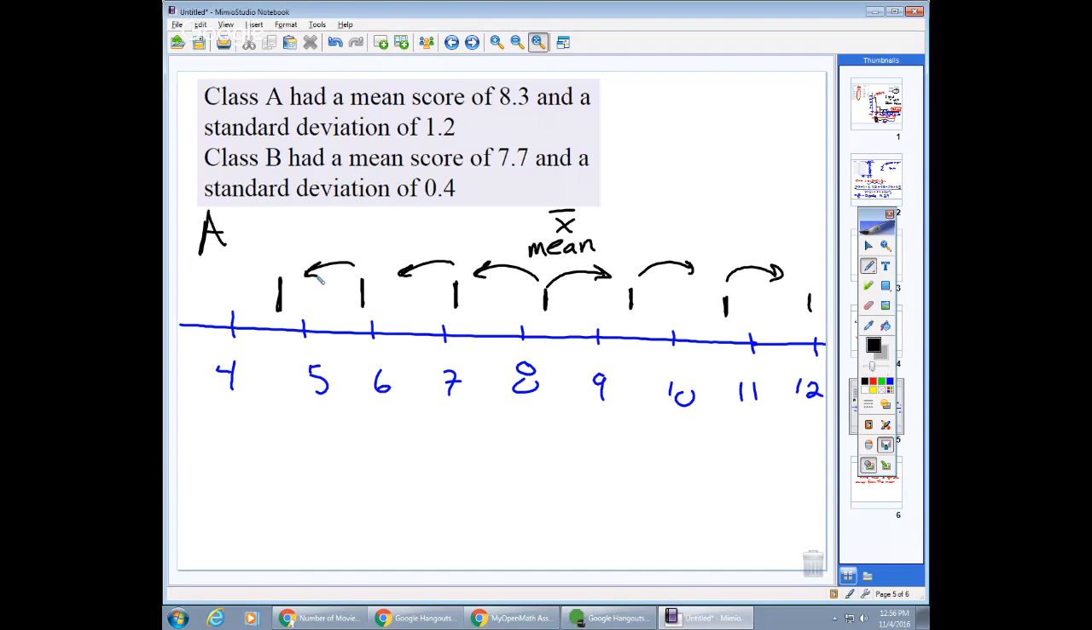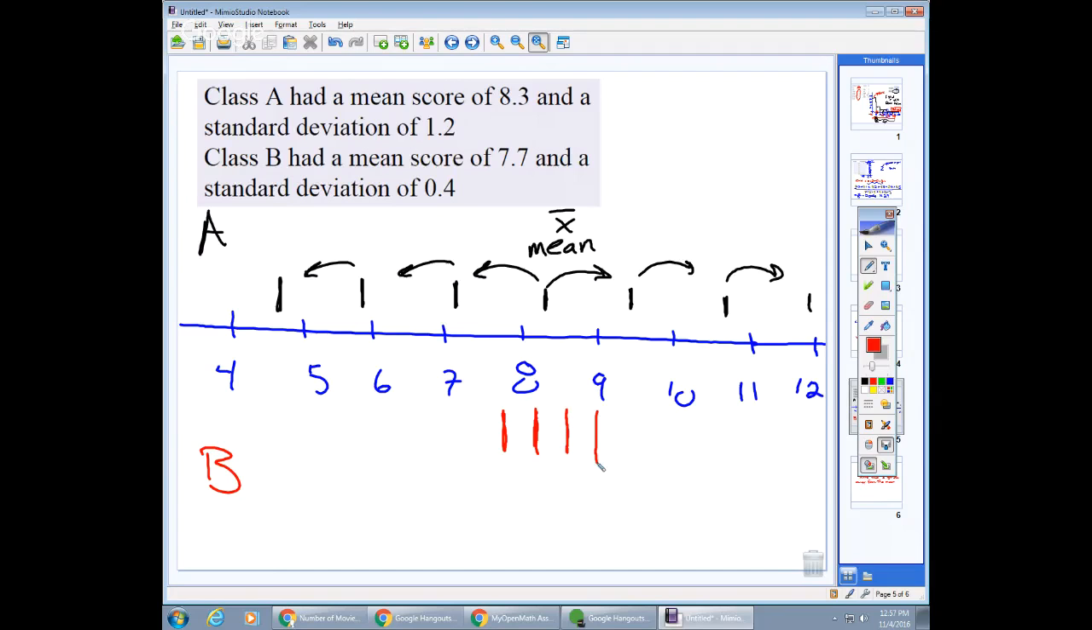Can data be farther than 3 standard deviations? Oh yeah, it can. It's rare, but it can happen. Okay. All right, so then we'll mark the other one underneath. Let's mark class B underneath. Class B, 7.7, so that's about right here. And then here we're only jumping by 0.4. So 0.4 to the right would be what? 8.1. So about here. And then 8.5, about here.